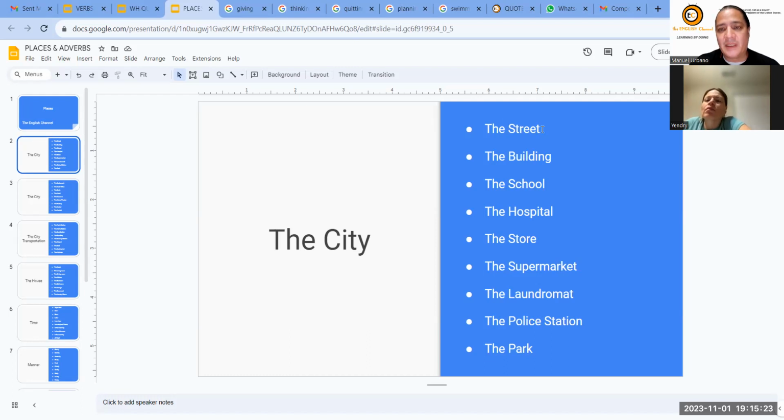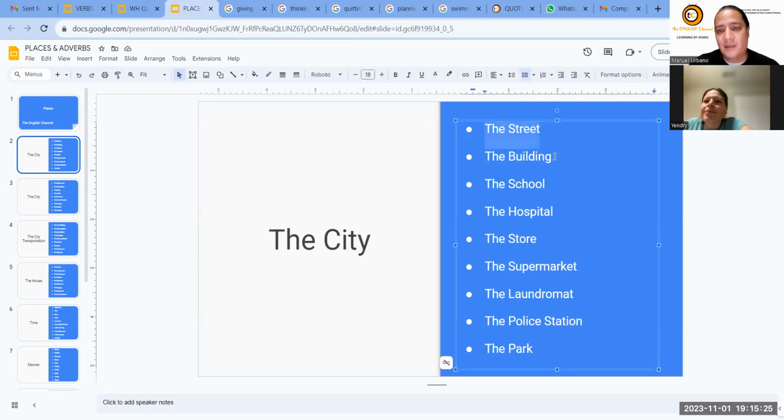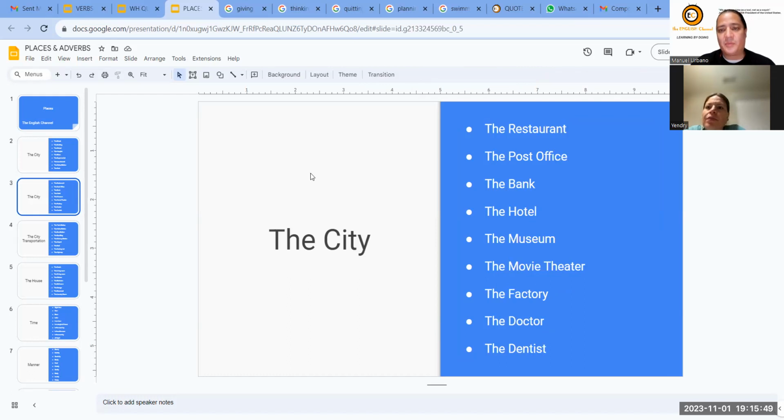So let's practice the places that we can find in the city. Please repeat after me. The street, the building, the school, the hospital, the store, the supermarket, the laundromat, the police station, the park, the bar.